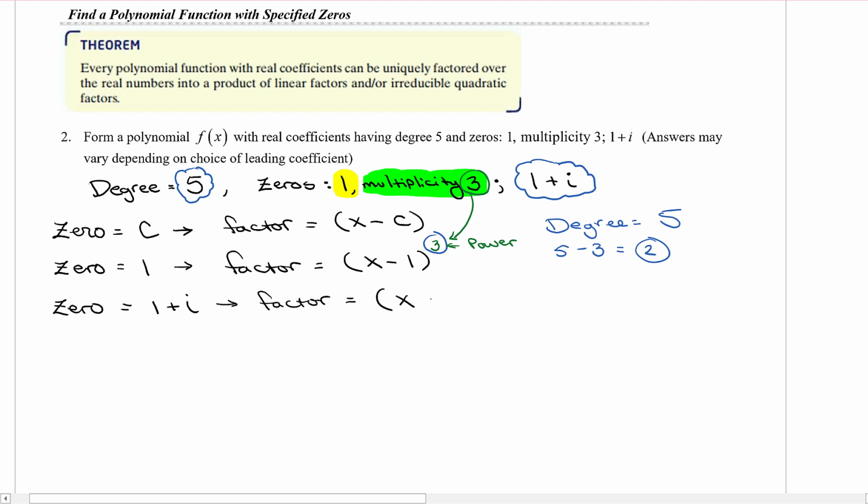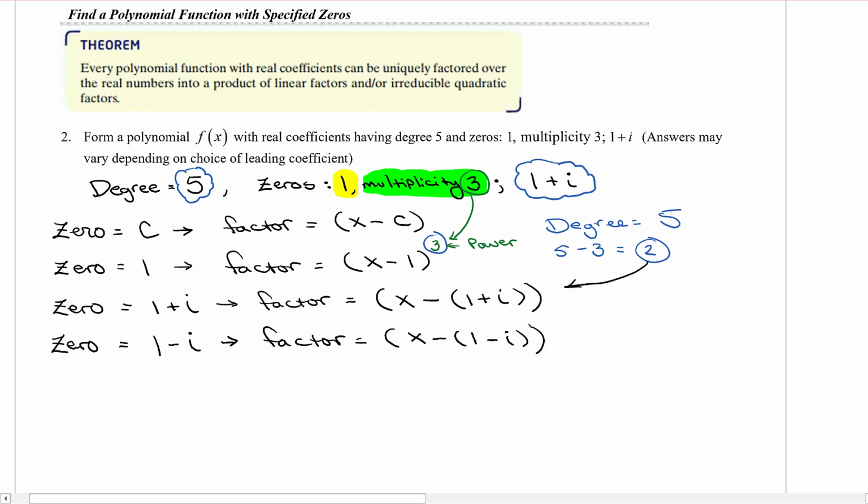So I know I've got 1 plus i, which means the factor for this one is going to be x minus the quantity 1 plus i. If I've got 1 plus i, then I also have to have 1 minus i, the complex conjugate of it. So the factor associated with that one is going to be x minus the quantity 1 minus i. So these are my 2 other factors that I was missing right here. Right?